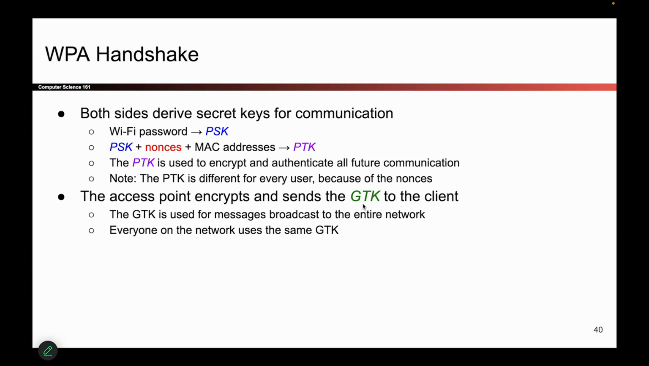That's where this green group key comes into play. At the end of the handshake, the access point encrypts and gives the same group key in green to every client that connects. So this way, if you want to encrypt messages and broadcast them to the entire group, you can do so using this GTK, and everyone uses the same key to decrypt. That's how you get broadcast messages to work under this encryption scheme.